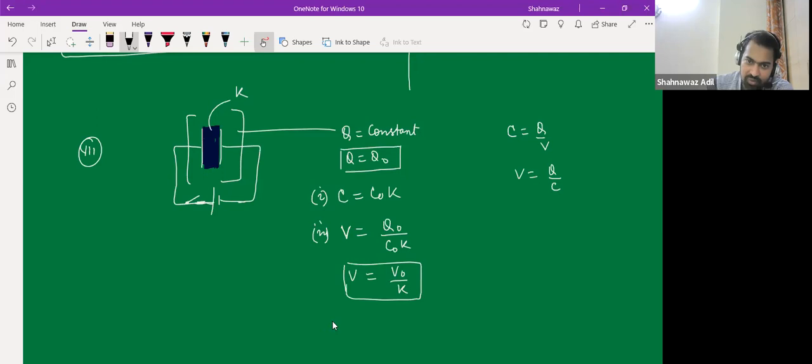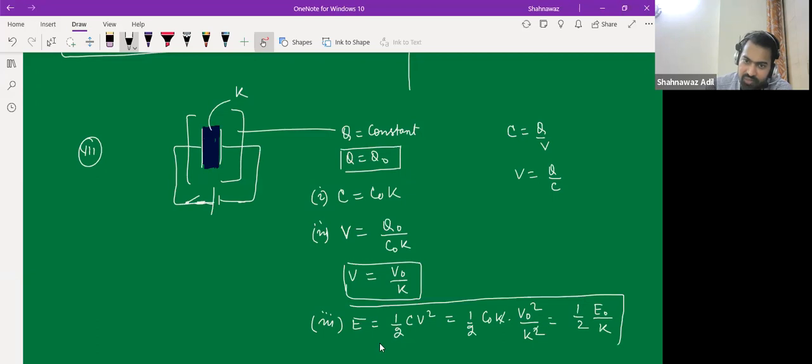And then the third one. So the energy would be how much? Half C V square. So this would be half, and this is C naught K. And this has also changed. So V naught square by K square. So K and K cancel, and we have half C V naught square, which is, let's say, E naught by K. So you can see that the energy has also decreased.